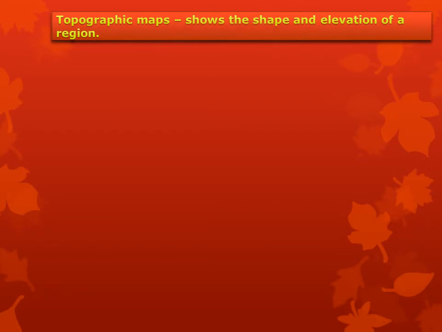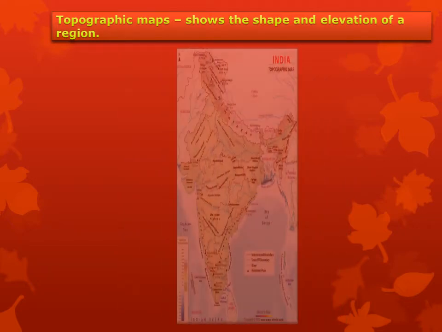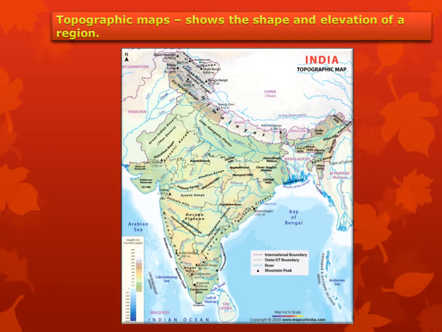Next we have topographic map and it shows the shape and elevation of a region. So here you can see a topographic map. And in the index on the left hand side you can see it is mentioned about the shape and elevation of a region.